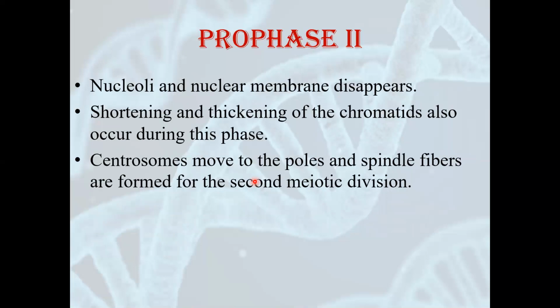We'll start with prophase II. Nucleoli and nuclear membrane will disappear. Shortening and thickening of the chromatids will occur. Centrosomes will move to the poles and spindle fibers are formed for the second meiotic division. This is exactly similar to the prophase of mitosis.